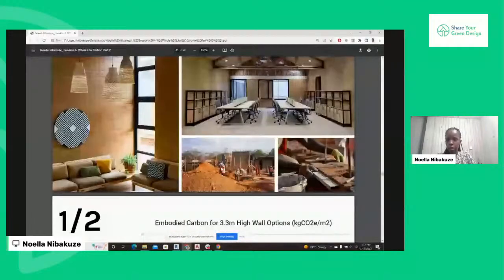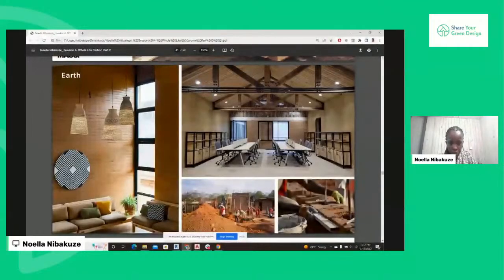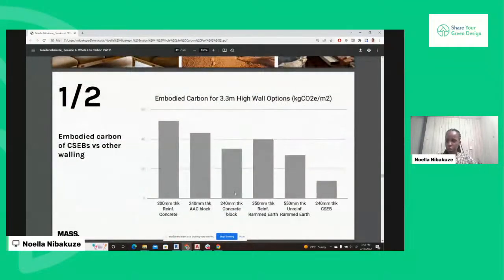Then we used earth, rammed earth. On the image below, you can see all earth was from site, and made from site as well, manufactured from site. They were all non-fired, which really, again, reduced the embodied carbon. On this image, you can see by using CSTB versus other walling, we reduce our embodied carbon by half. This made up a big portion of our building, because most of the walls were structural as well. CSTB took almost 25% of the entire building construction.